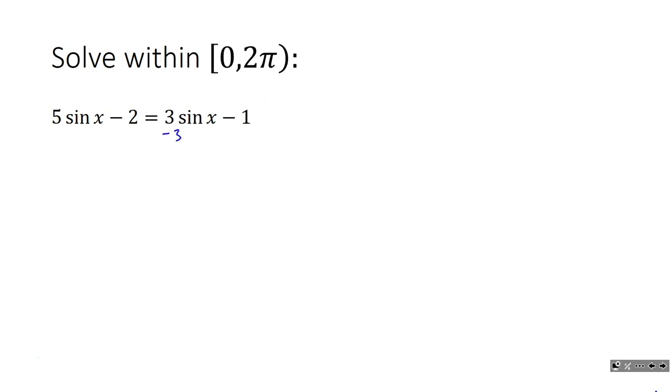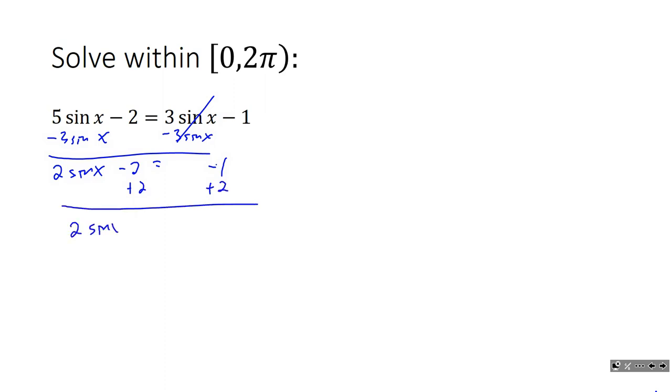If I take away 3 sine of x from both sides of the equation, I'll have over here on the left 2 sine of x, and over here on the right, the sine terms cancel. I'll still have minus 2, and I'll have equals negative 1. I could then add 2 to both sides of the equation, which would give me 2 sine of x equals 1. And finally, dividing both sides of the equation by 2 would give me sine of x equals 1/2.